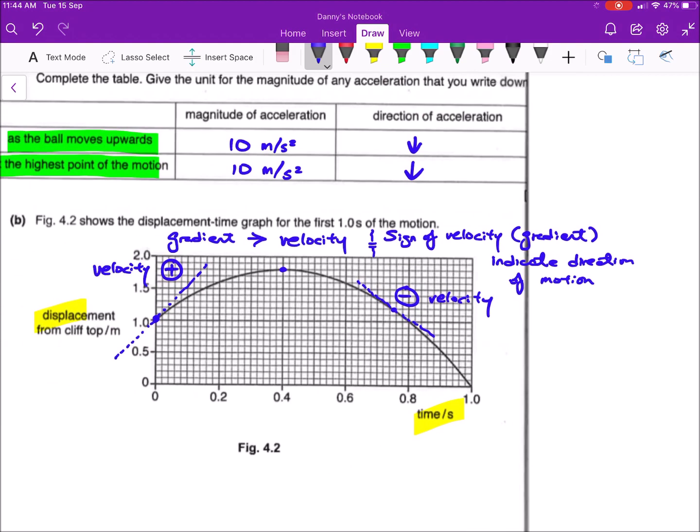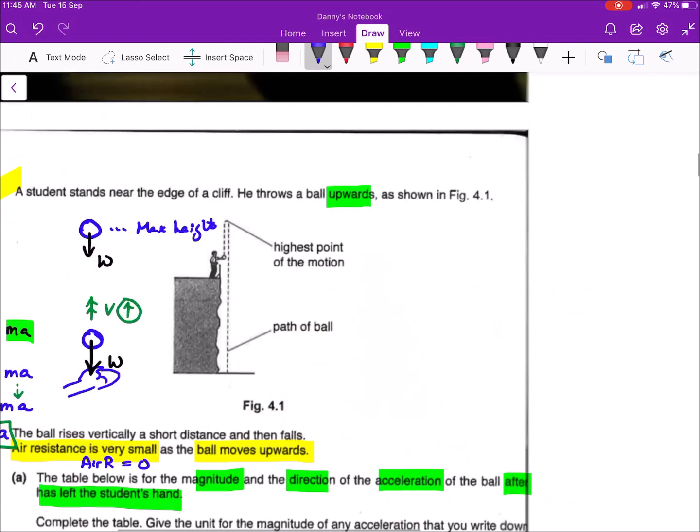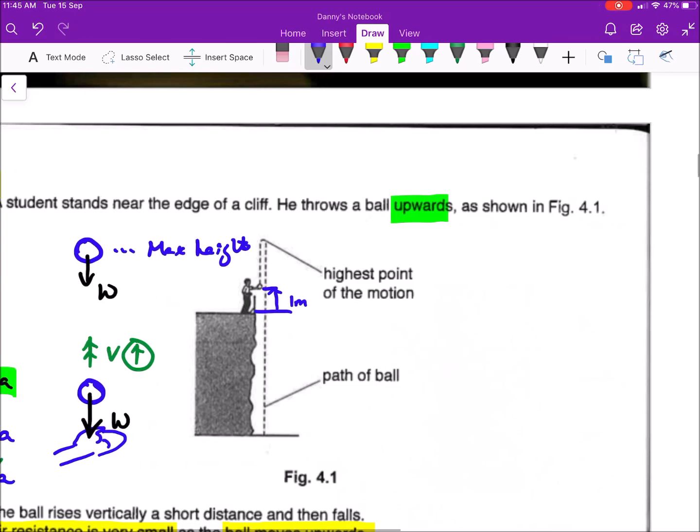Okay, then some of you may be asking, teacher, how do you know this one is the maximum height? Come on, you see it starts from the cliff top, right? So this is the cliff top. So the ball from the cliff top actually starts here, 1 meter. I think the person is quite short, only 1 meter high, because the person is holding the ball. So basically from here to here is 1 meter.